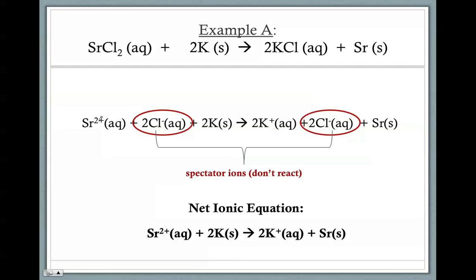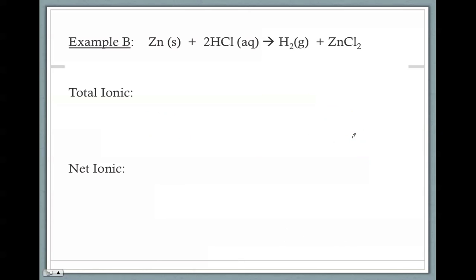So we have the strontium aqueous, the solid potassium, and then that's changing into an aqueous potassium ion, and a solid strontium atom. So here's our net ionic. Net just means overall. So once we take out our spectator ions, what's left? Those are the parts that are involved. So let's try out this one.